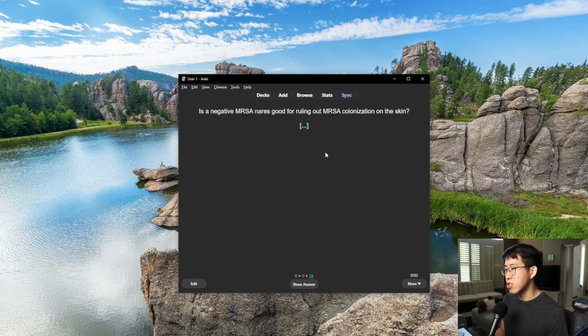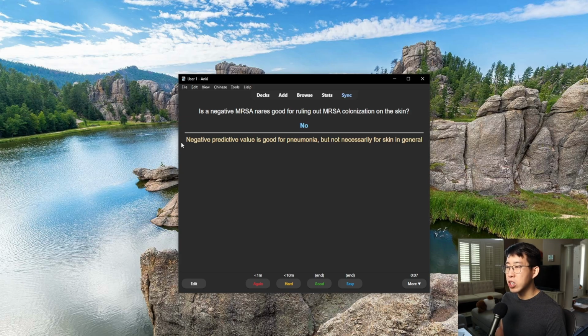Is a negative MRSA NARS good for ruling out MRSA colonization on the skin? The answer is no. So it has a good negative predictive value for pneumonia, but not necessarily for skin in general.